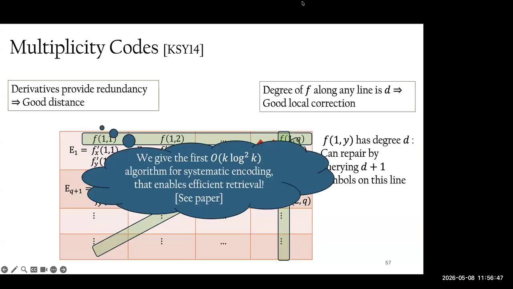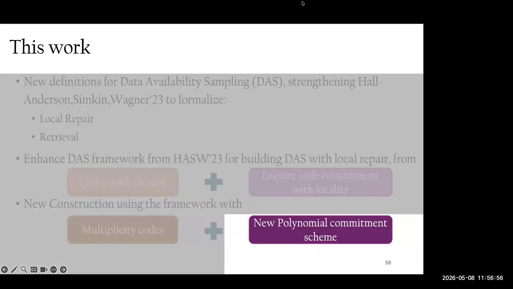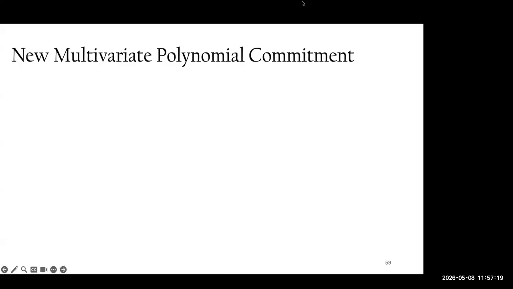I'll say we also have an efficient encoding algorithm in the paper for multiplicity codes, which as far as we know didn't exist before. Now let me move on to the last part, which is a new polynomial commitment scheme. The key thing here is I'm now using multiplicity codes to encode my data. But now I need opening proofs which let me verify the derivatives which are there in every symbol of the encoding. Along with that, I need efficient local correction, and I need efficient batch opening for my DAS to be efficient. So a new commitment scheme achieves exactly all these three properties.